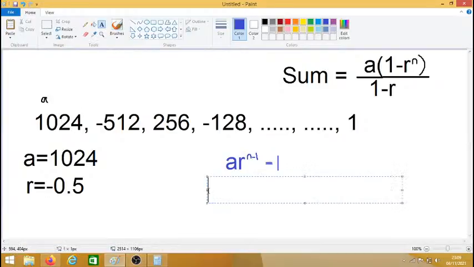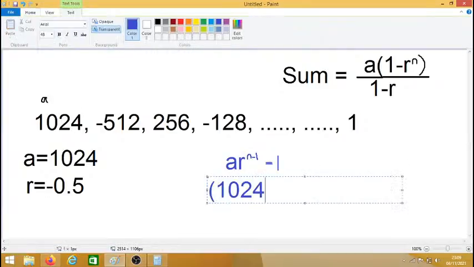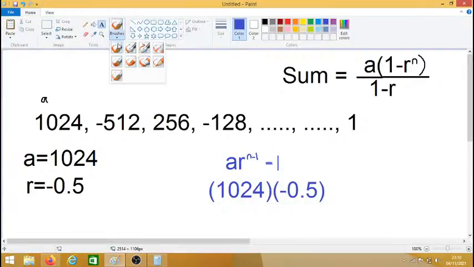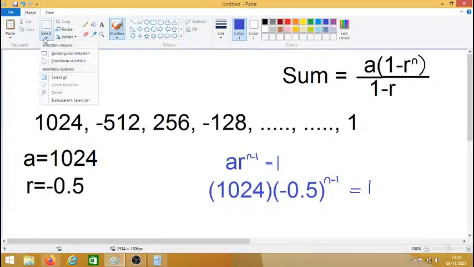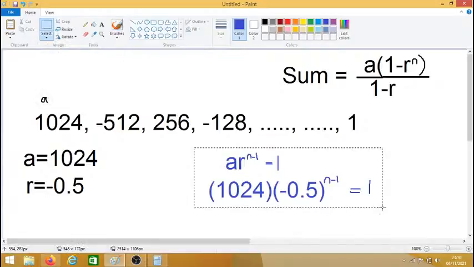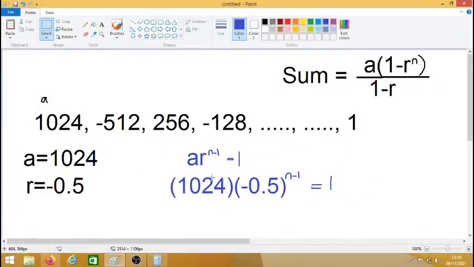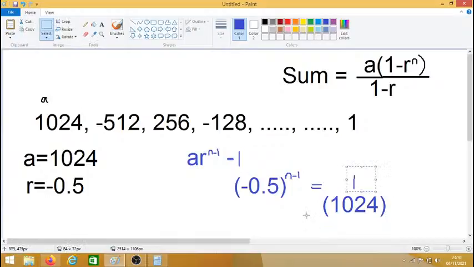So let's put in what we do know. A is 1024 times by R, which is minus 0.5, to the power N minus 1, is equal to 1. And we've got to solve that to figure out what N is. Not an easy equation to solve. You're going to have to use logs here, but let's try and make life easy. Let's bring the 1024 to this side. So I've got 1 divided by 1024. I don't need the brackets now.